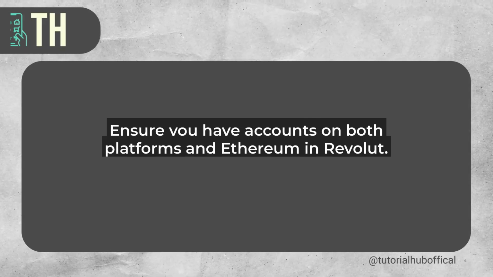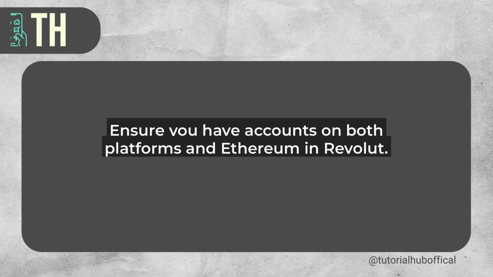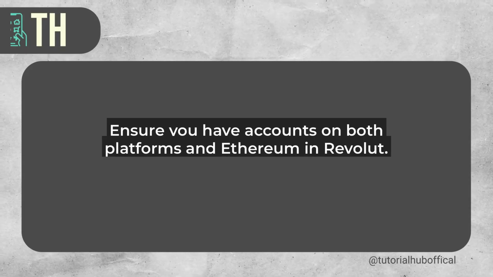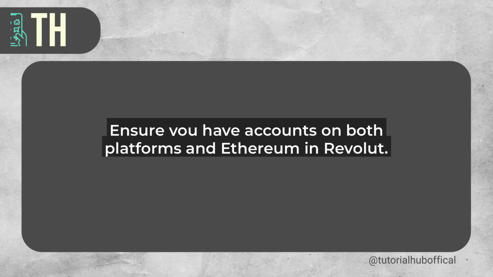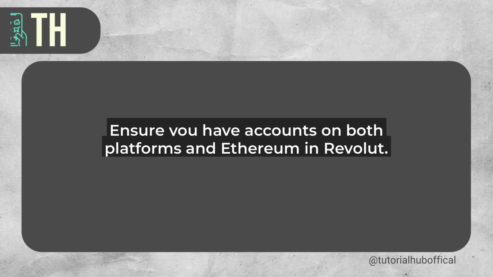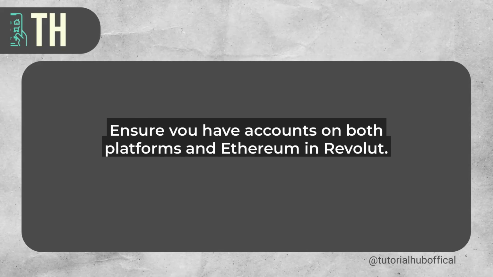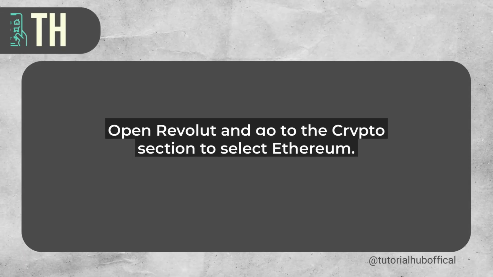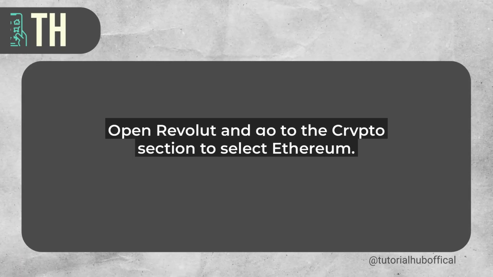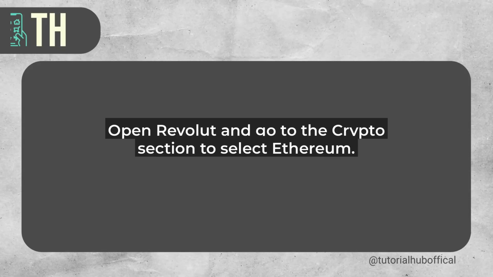Let's dive right in. First things first, make sure you have accounts set up on both Revolut and Uphold, and that you have some Ethereum in your Revolut wallet. Start by opening the Revolut app on your phone or logging into the website. Navigate to the Crypto section. It's usually at the bottom of the app. Once you're there, select your Ethereum holdings.